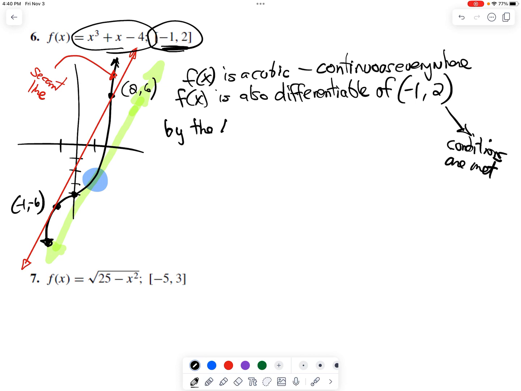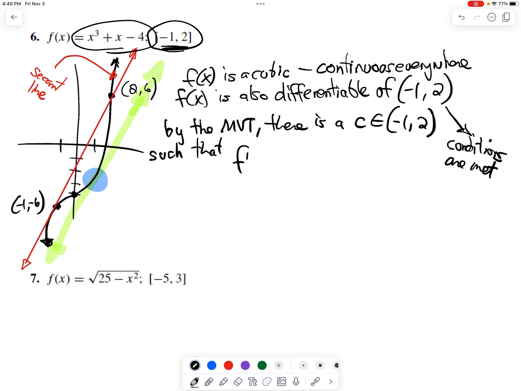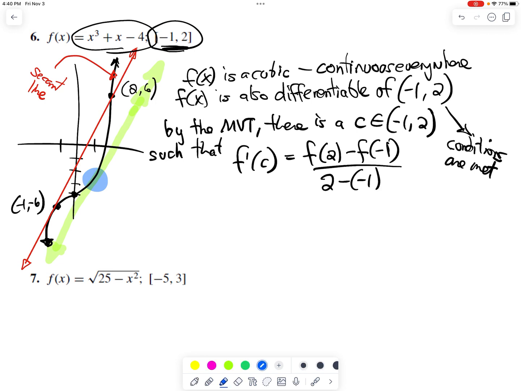By the MVT, there is a c within -1 to 2 such that f prime of c equals f of 2 minus f of -1 over 2 minus -1. The slope of the tangent line, that's f prime of c, equals the slope of the secant line. So now it's kind of algebra mode and cranking things out. I'm going to deal with the left side first, find f prime of c.